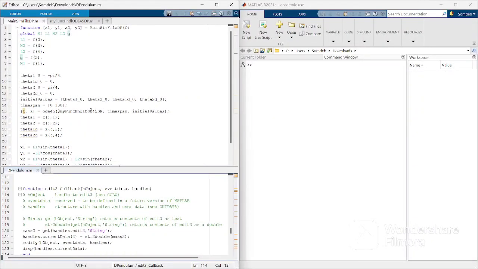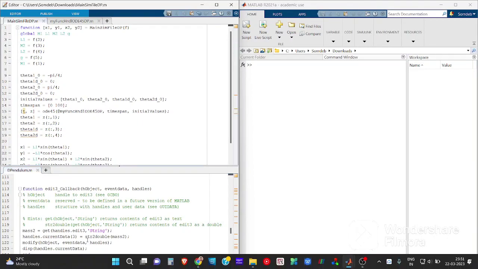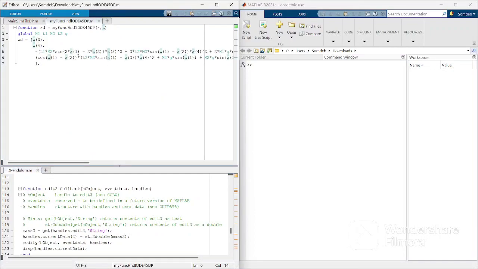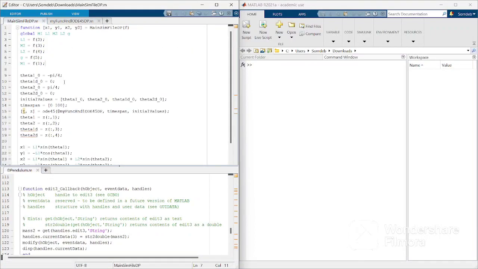So hello guys, today in this video I am going to show the animation of the motion of a double pendulum using a GUI in MATLAB. The three scripts you are seeing here are responsible for the above animation, the animation that I will be showing to you within a few minutes.